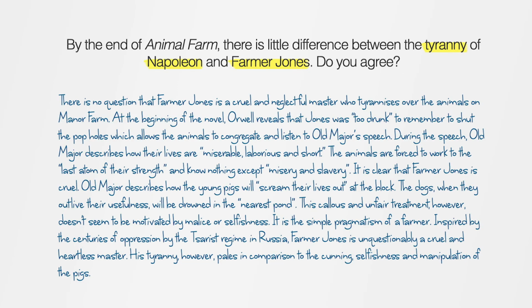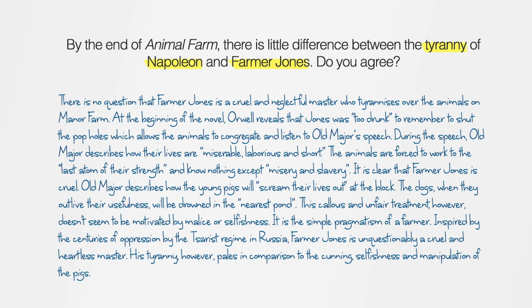Here is an example of a body paragraph on an essay topic about Animal Farm. There is no question that Farmer Jones is a cruel and neglectful master who tyrannizes over the animals on Manor Farm. At the beginning of the novel, Orwell reveals that Jones was too drunk to remember to shut the pop-holes, which allow the animals to congregate and listen to Old Major's speech. During the speech, Old Major describes how their lives are miserable, laborious, and short. The animals are forced to work to the last atom of their strength and know nothing except misery and slavery. It is clear that Farmer Jones is cruel.